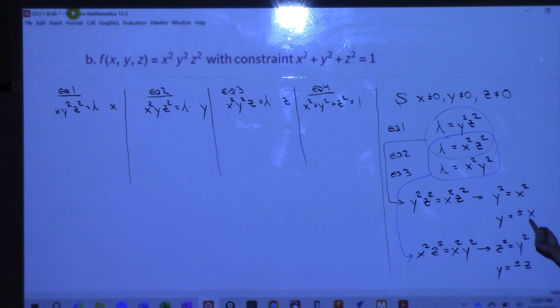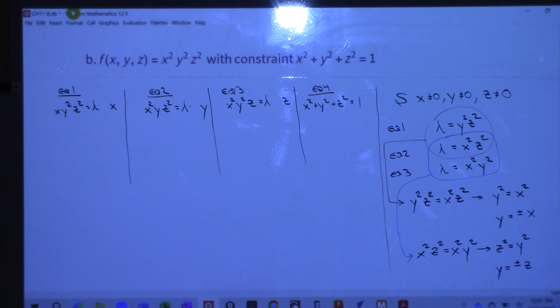Now remember, this equation, y is equal to plus or minus x, is the same as saying x is equal to plus or minus y. And this is the same as saying z is equal to plus or minus y. Okay, you all good? What now?